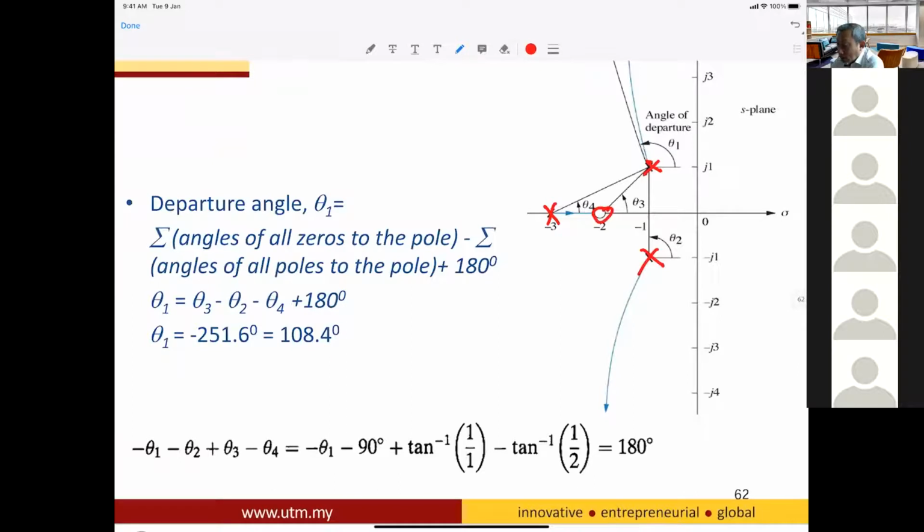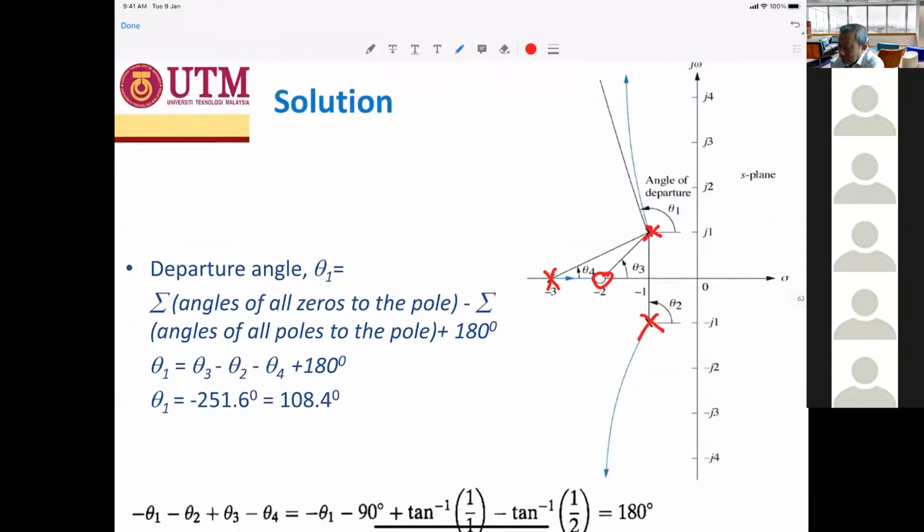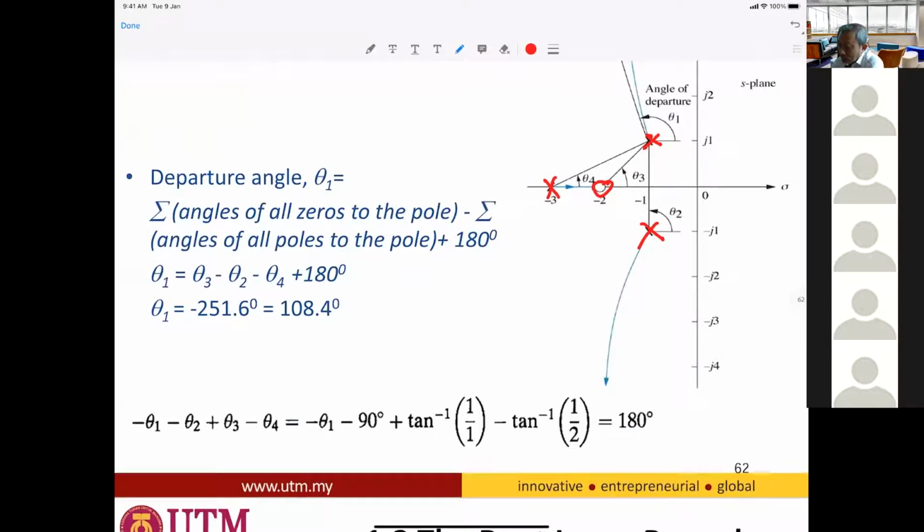So theta 1 and theta 2 are the angles due to the complex conjugate poles. Theta 4 is the angle due to the pole at -3, and theta 3 is the angle due to the zero at -2. Therefore, theta 1 is equal to the summation of angles of all zeros to the poles minus the summation of angles of poles to the poles plus 180 degrees. So theta 1 equals theta 3 minus theta 2 minus theta 4 plus 180 degrees.